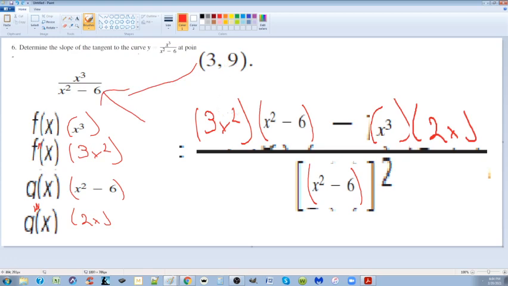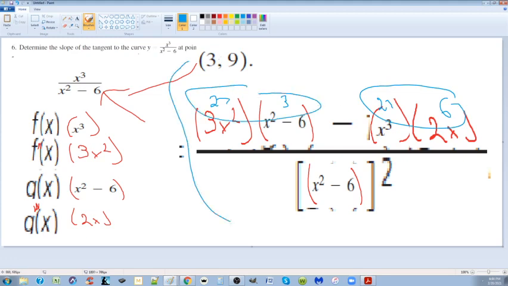3 times squared times this, and in blue, 27. 3 squared, 9, minus 6, 3. 3 to the cube, 27. 2 times 3, 6. So these multiply and these multiply. Down at the bottom, 3 squared minus 6, 3 squared, 9. So 3 times 27, 81. 6 times 27 is twice of that, so it's 162. When I subtract them, I get minus 81.